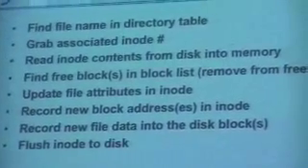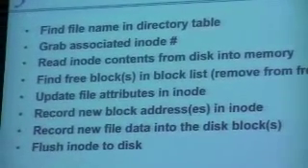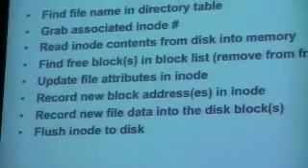Now, for that, the operating system has to be real smart, doesn't it? There's a lot of stuff that goes on under the covers. So I read the inode contents. Assuming that I need free blocks, I grab them, take them off the free list. Update my file attributes in the inode. Record the new block addresses. Record the new data into the data blocks. Flush the inode out to disk.